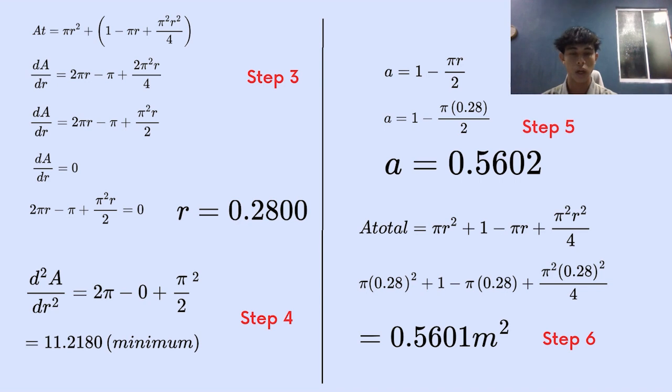Then step 6, to find the minimum or maximum value. So we're using the total area equation, which is pi r square plus 1 minus pi r plus pi square r square over 4. Then we substitute the r with 0.28, and we will also get 0.5601 m squared. So this answer will conclude the question.